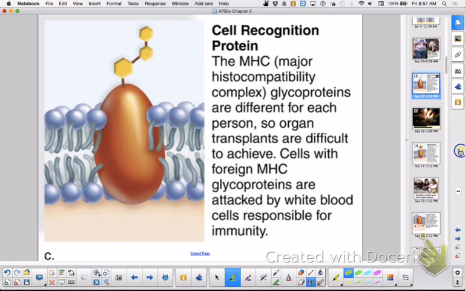Okay, so on your notes for that one, cell recognition protein, glycoproteins are part of the MHC. We're going to spend some time on that when we do the immune system. And it's how a cell recognizes self from non-self.